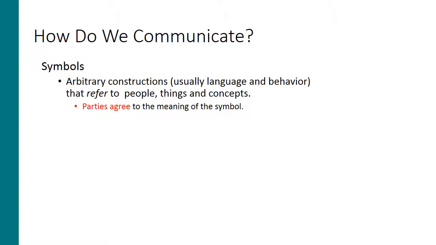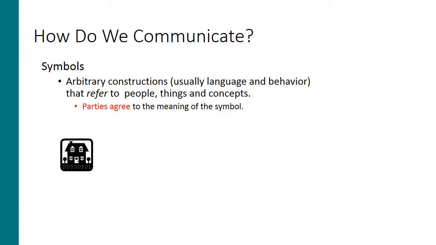So again, how do we communicate? We understand why we communicate, but we use symbols. We talked about this at the beginning of class in week 1, and that symbols are basically arbitrary constructions that we agree as a group have meaning. And this is where there can be language barriers or communication barriers, because what we mean for a symbol to be may be very different from someone else.